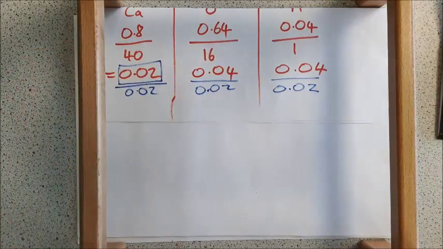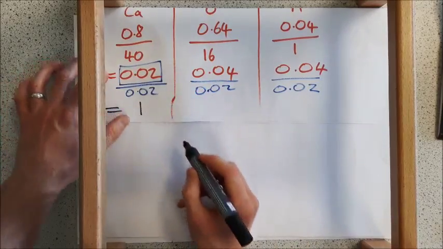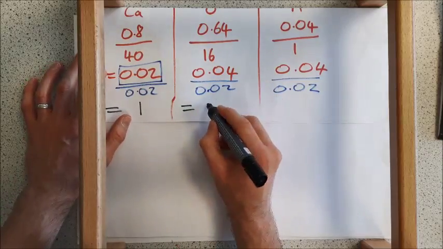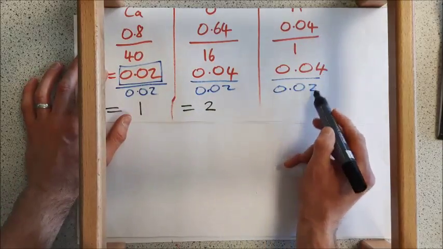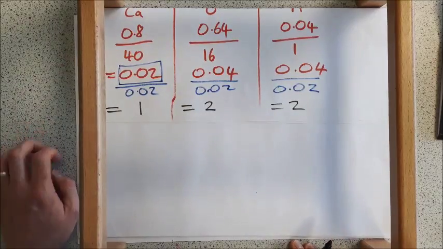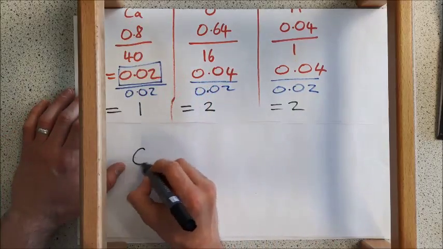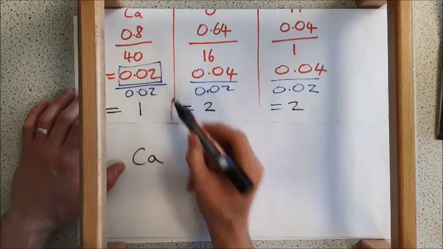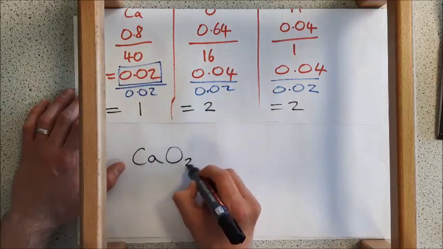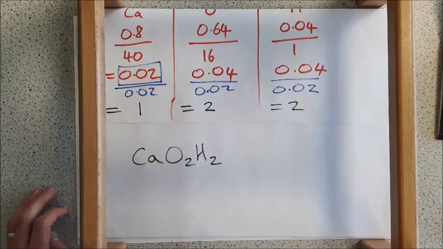Okay, so from this stage here, anything divided by itself is 1. So there's going to be 1, that's going to come out as 2, and that's going to come out as 2. So we've now done all the hard bit, and the last bit is to actually turn it into an empirical formula. So our empirical formula, there's 1 calcium, there's 2 oxygens, and there's 2 hydrogens. That is the empirical formula.